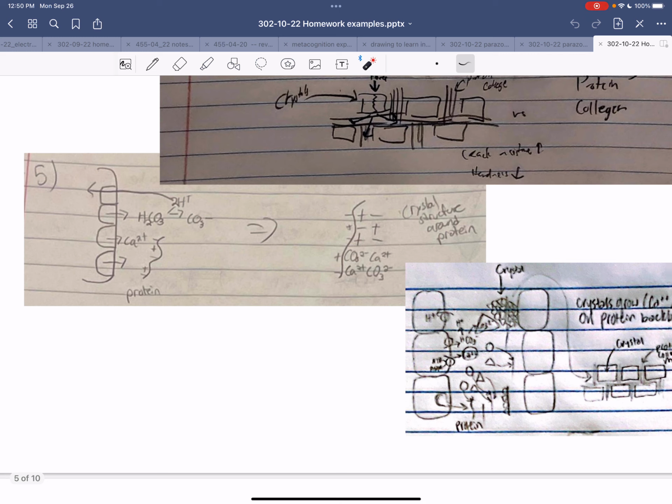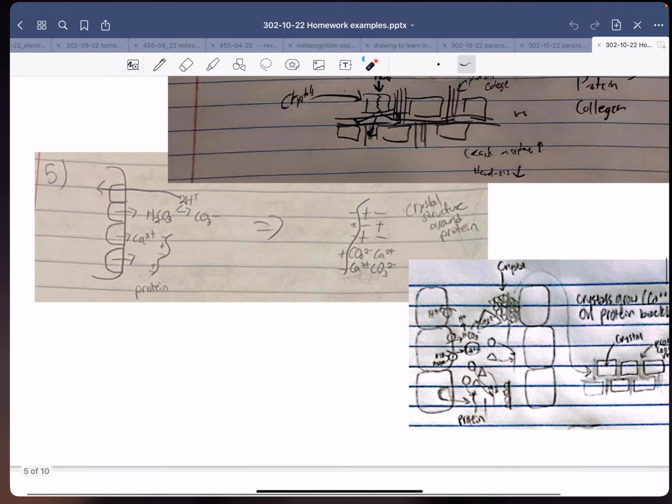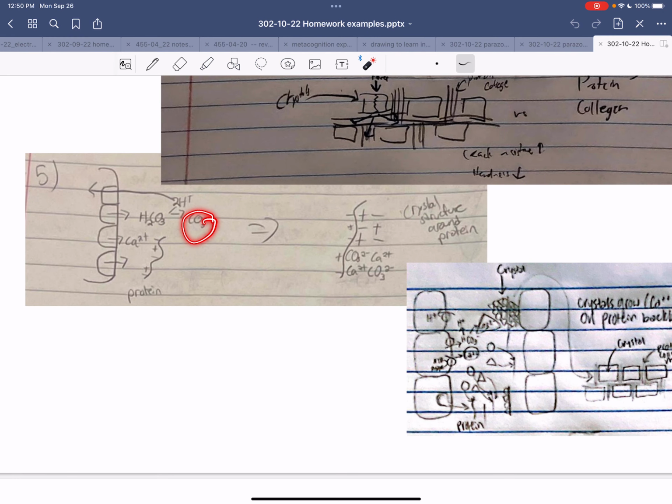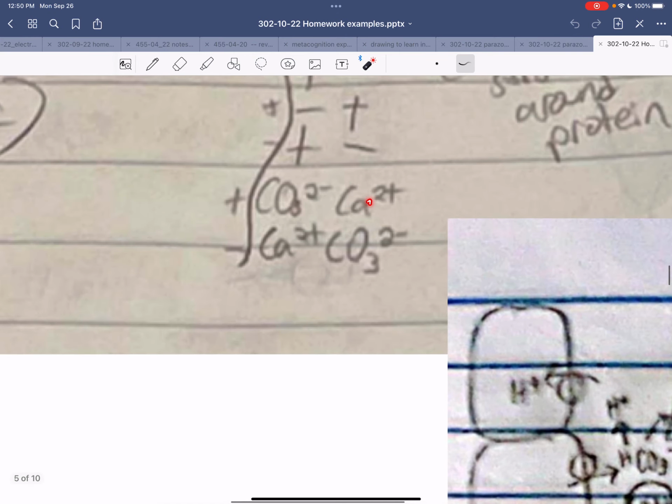Here's another example. This one didn't number it, but here's the protein coming out to the calcium. The bicarbonate ion should be just HCO3 minus. Then protons being pumped in. Here's the CO3 2 minus. And then here it is growing on the crystal, the calciums and carbonate. And just these 4 shows nicely what the process would be.